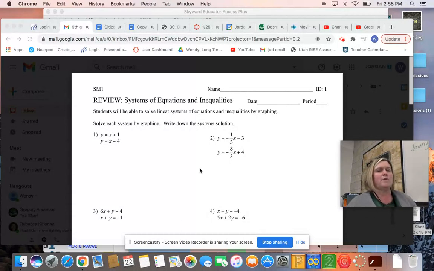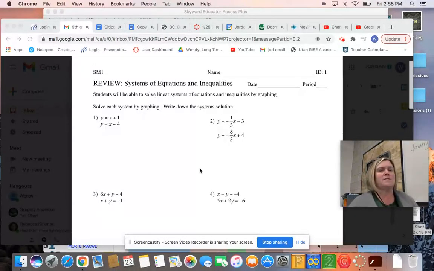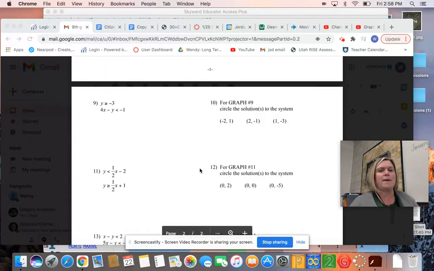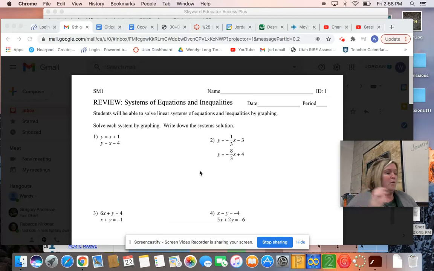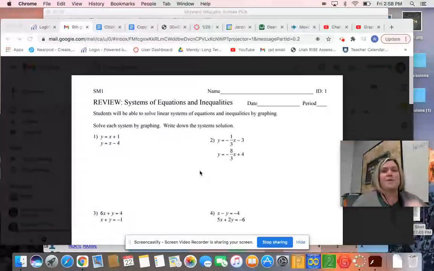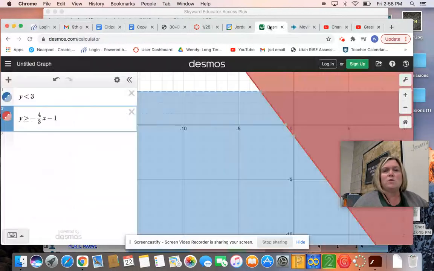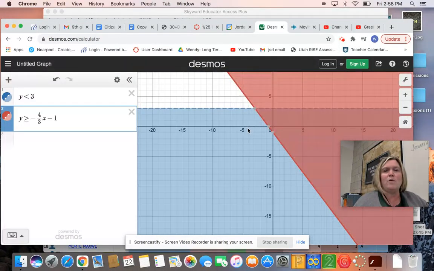So we're going to be doing stuff on the front page and then on the back page, we're going to be doing what we would say is when we want to know if it's the solution. So we'll be working with that solution, okay? So let's go ahead and go to Desmos, and you guys should know how to work that by now.